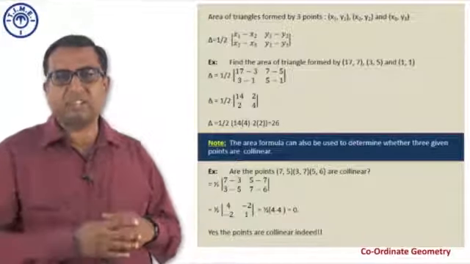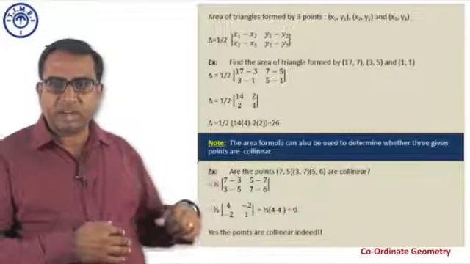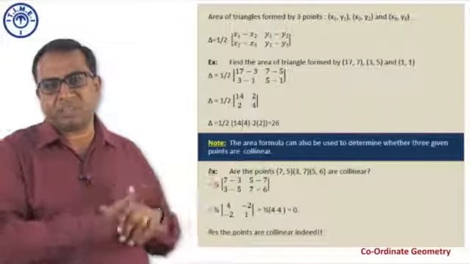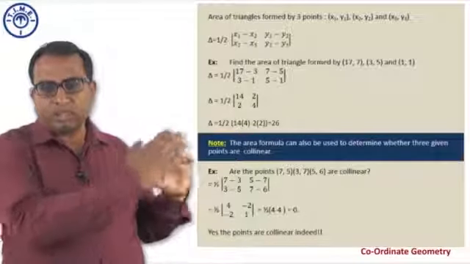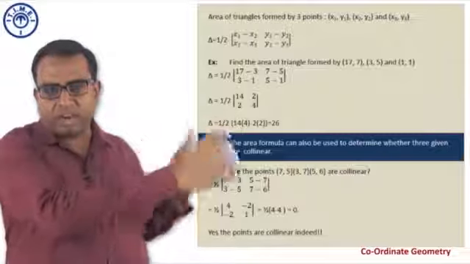Let's take for instance 3 points. The 3 points are (7, 5), (3, 7) and (5, 6). These are the 3 points. We want to check whether these 3 points are collinear or not. So let's plug these points (7, 5), (3, 7) and (5, 6) into the formula.